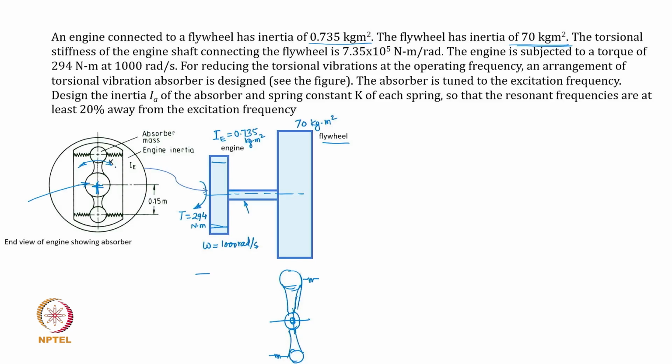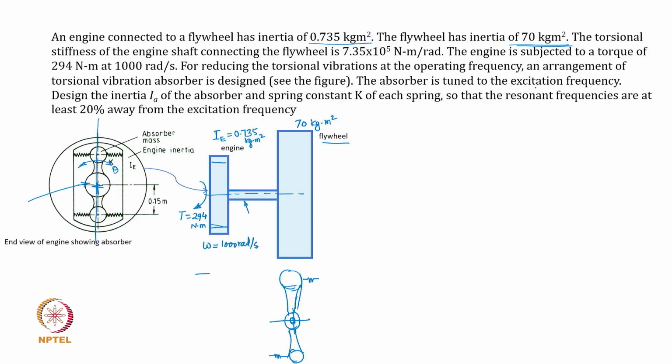So the moment there is an excitation in the torsional sense, the springs will try to resist and bring it back to its original equilibrium position. This is how the absorber is to be designed.